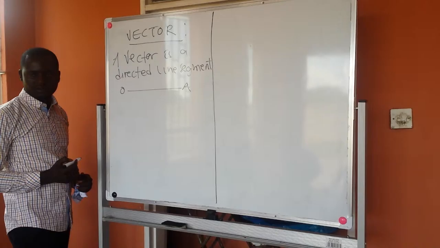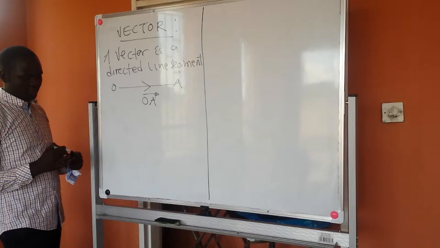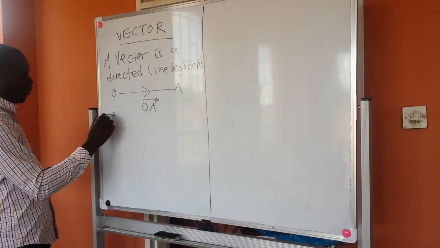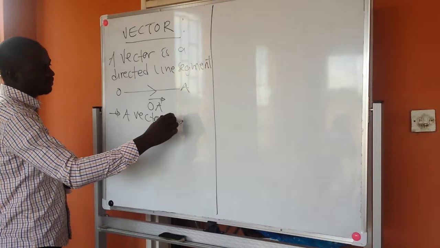Is that a vector? No, because there's no direction. But once I include direction, it becomes a vector. So I can say the vector was moving from O going to A. So that's what it means. A vector is a directed line segment. So any line without a direction is not a vector.